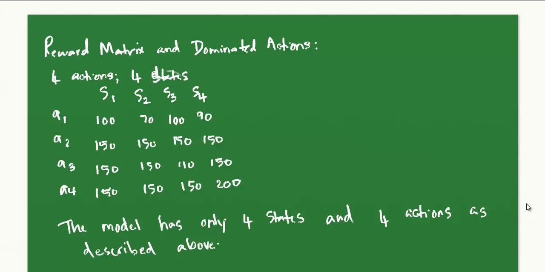And here's an example where I have 4 actions and 4 states, and I'm going to assume that the model has only 4 actions and 4 states. There are no other actions that I'm missing, there are no other states that I'm missing, and I've filled it with a bunch of values, and each value is called a reward.